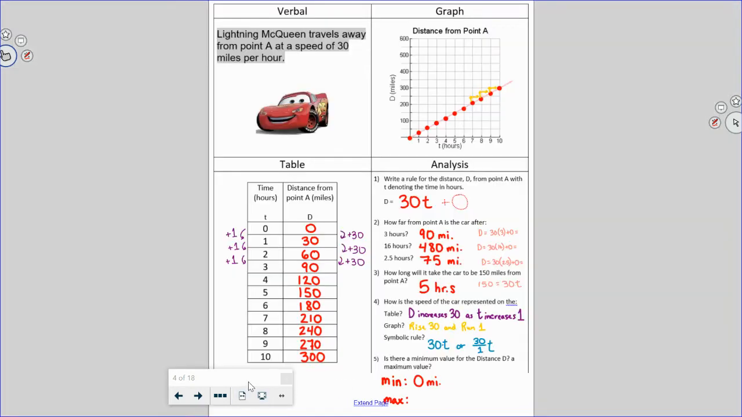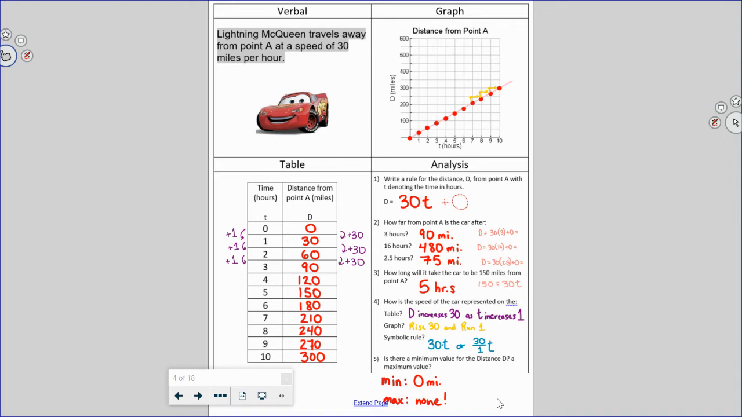Is there a maximum? Well, technically, Lightning could keep driving and driving and driving. Now, not to get too existential with could he run out of space on the earth, but if we're measuring his distance and it could keep going up and up, there is no maximum value.